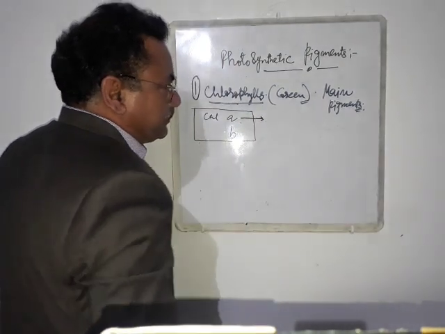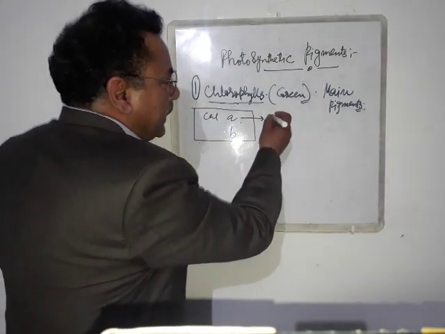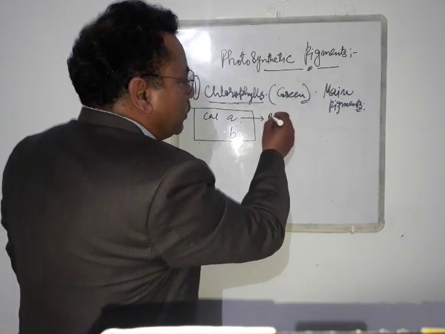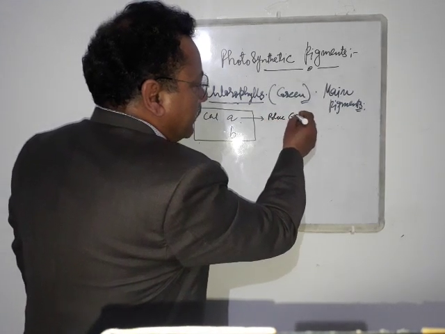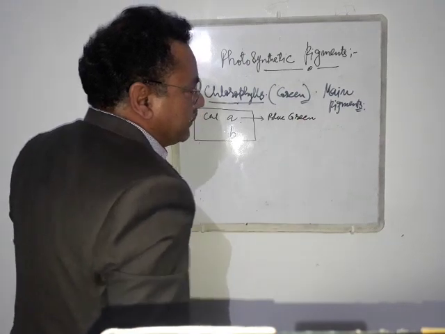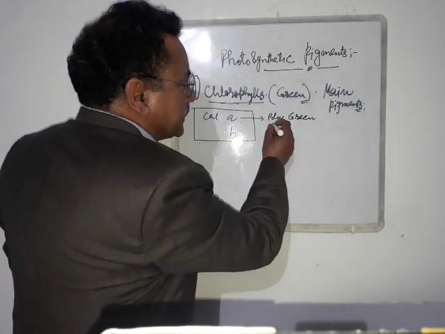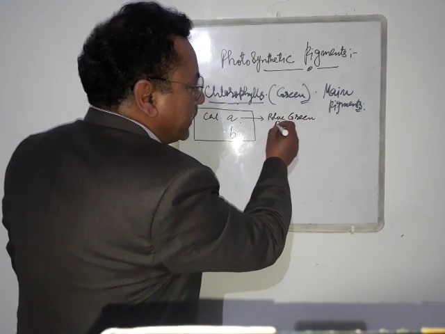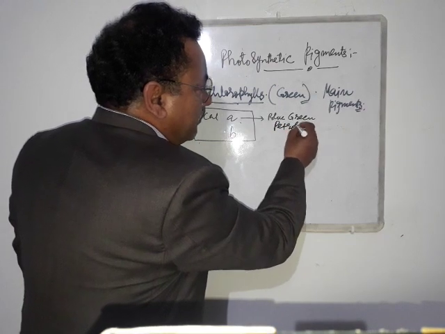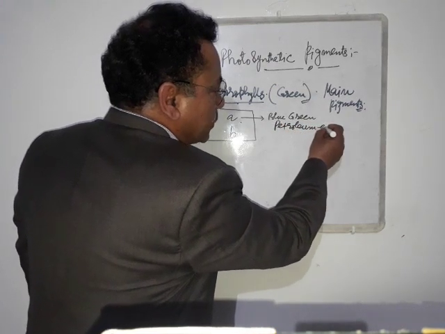Chlorophyll A is bluish green, blue-green in color, and it is more soluble in petroleum ether. Petroleum ether, an organic solvent.